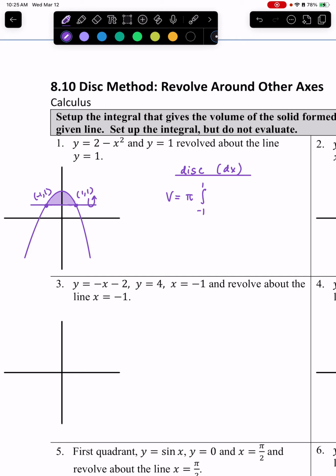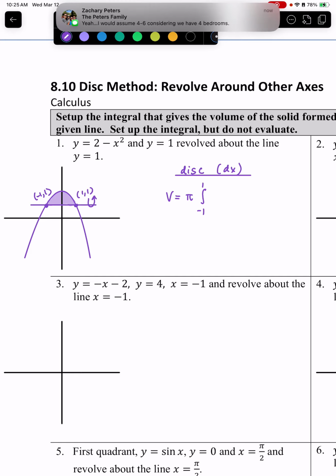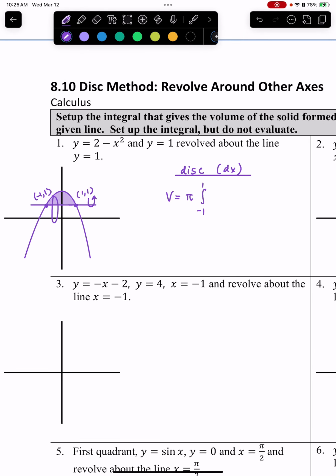And our radius, you don't have to worry about this part too much. You're always just going to take the axis value, so we're at y equals 1, and we're going to subtract the function height. So that's 2 minus x squared, and that's our radius. So we're going to square it because we're doing disk method, pi r squared, and that's dx.